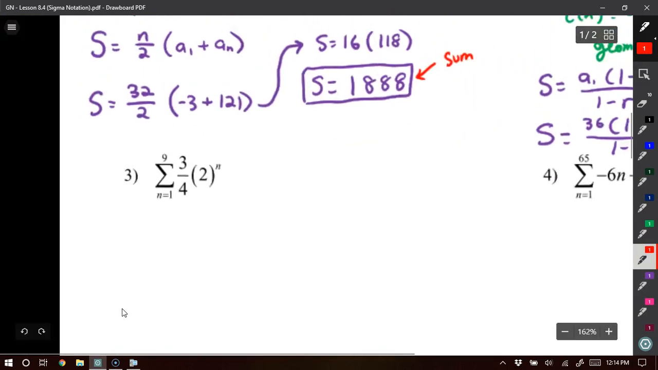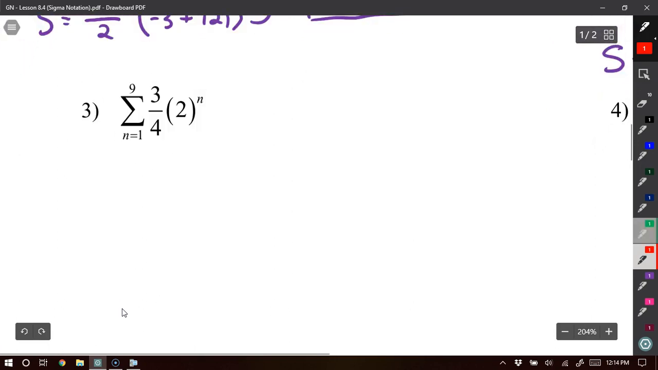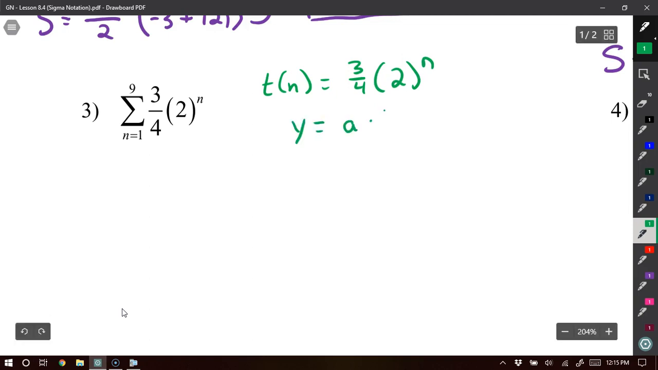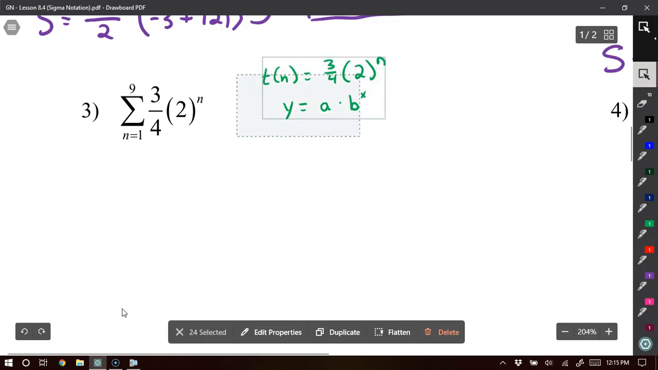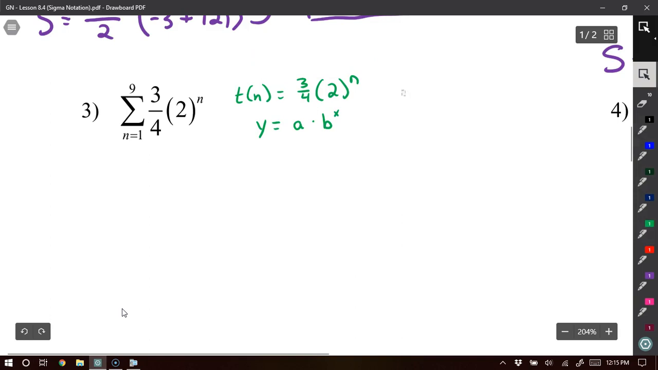So let's look at number 3. Maybe I want to state the series right away on it. And if I look at this one, I can see I have a structure. I have 3/4 times 2 to the n. Now, between arithmetic and geometric, this structure is very similar to a times b to the x. Y equals a times b to the x, which means this is a geometric series. So even based off the beginning, I could state whether I have an arithmetic or a geometric series. So I can answer that right away.